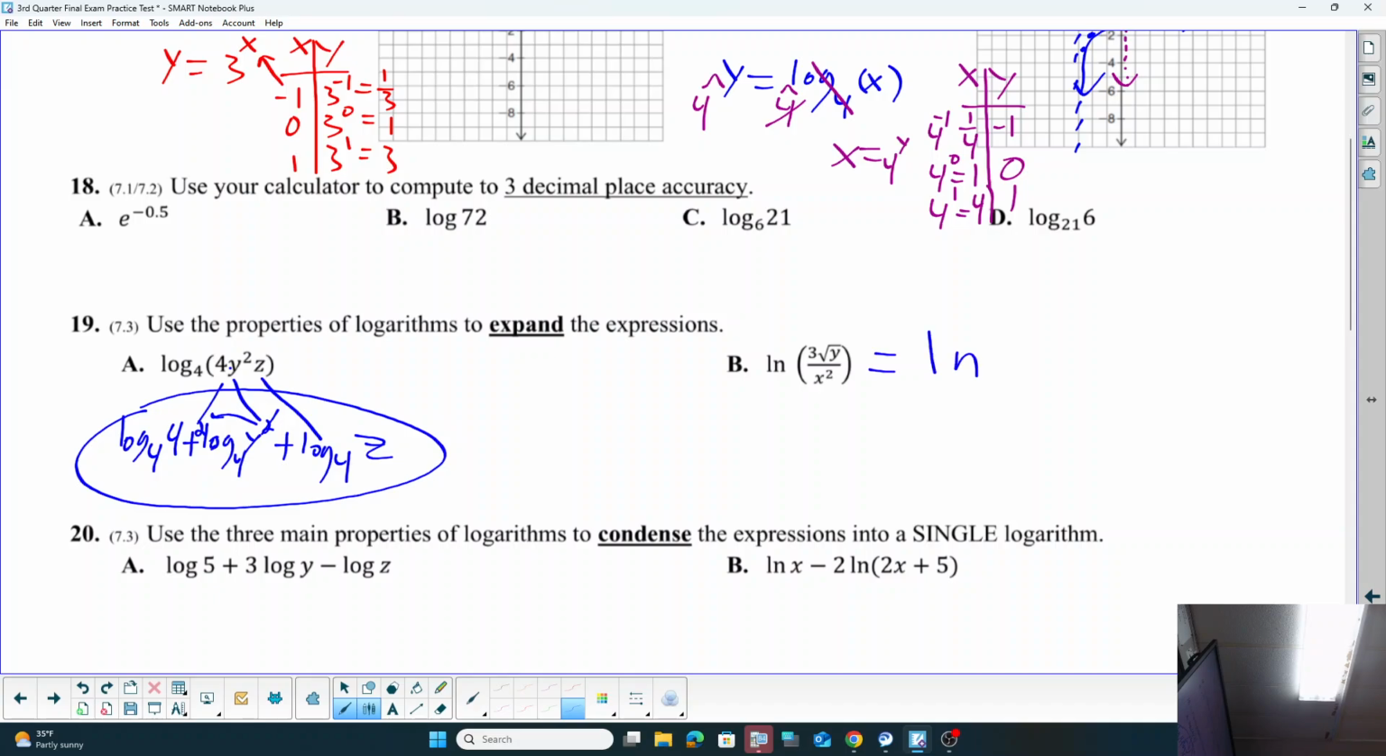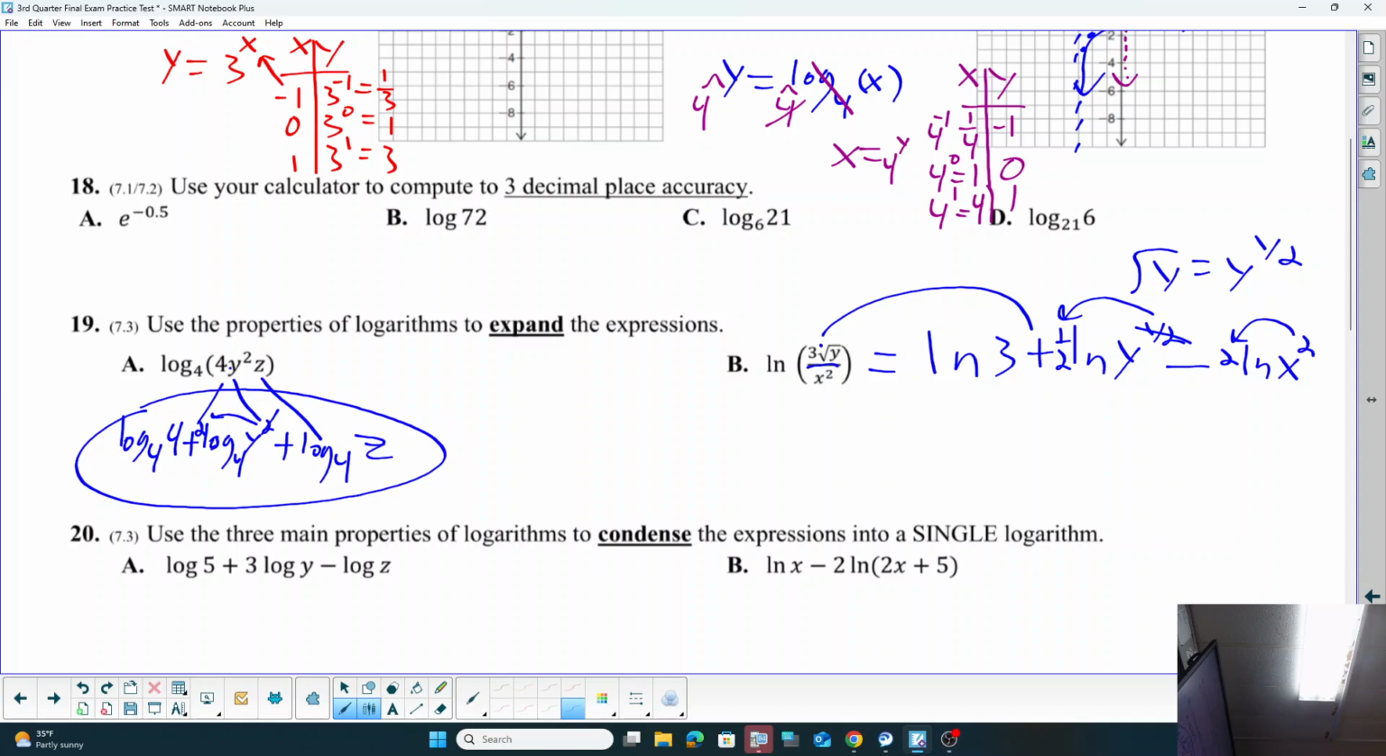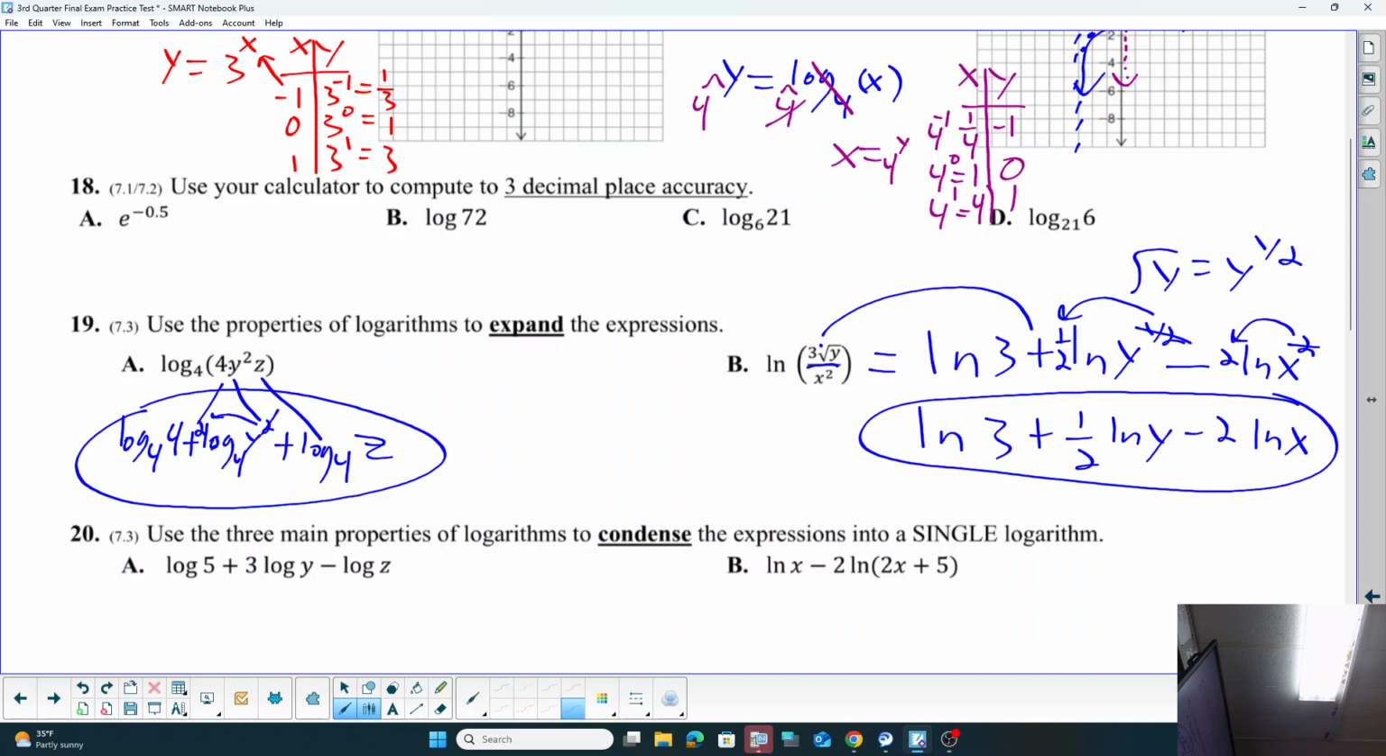What does this become? We have ln of 3 times, and times becomes plus ln of y. And the square root of y is actually the half power. And that half power can now go in front. Then we're going to minus, because division becomes minus ln of x squared. And the 2 goes in front. So our final answer is ln of 3 plus 1/2 ln of y minus 2 ln of x. Remember how to expand? Do you remember how to condense?